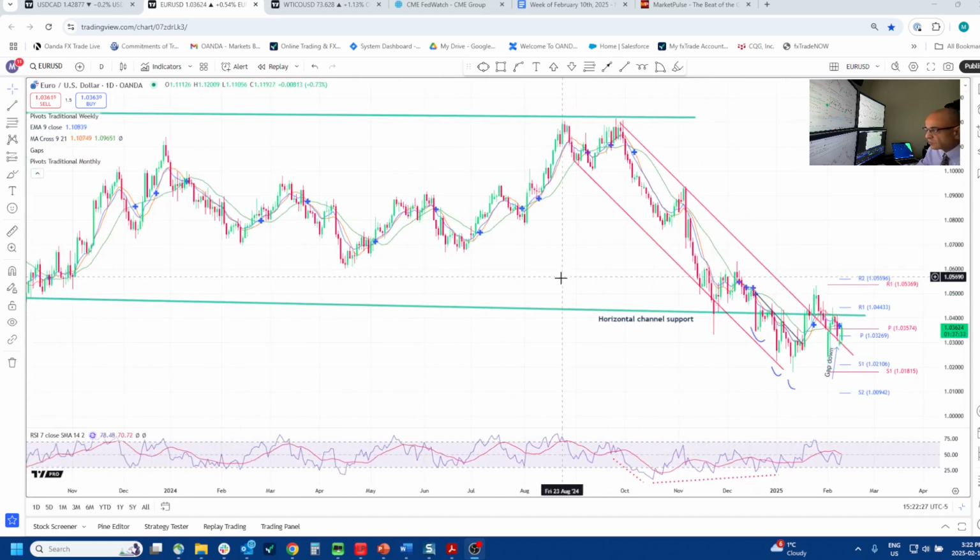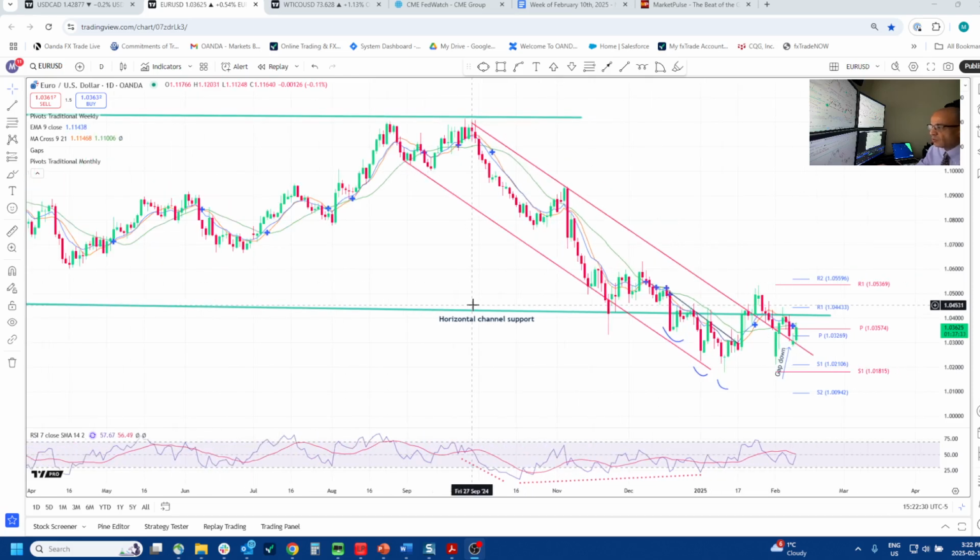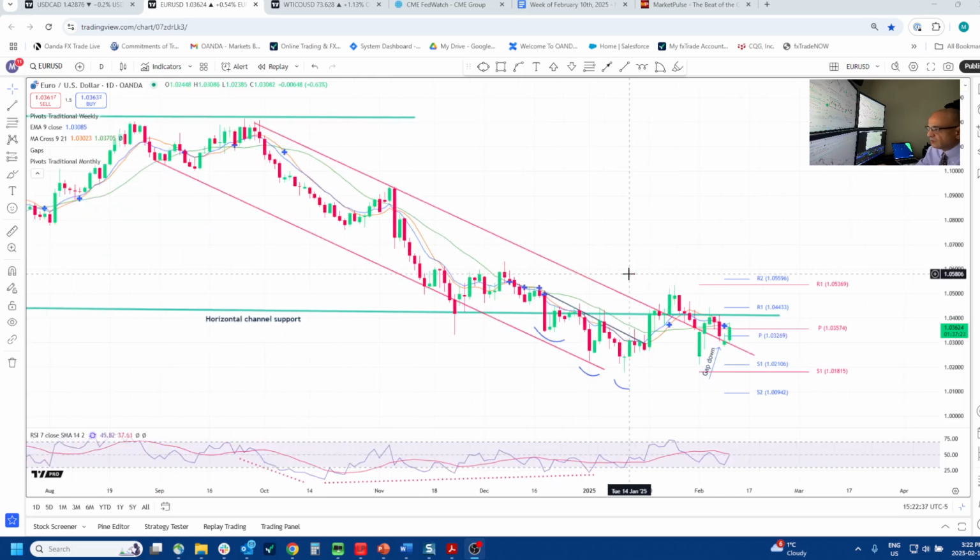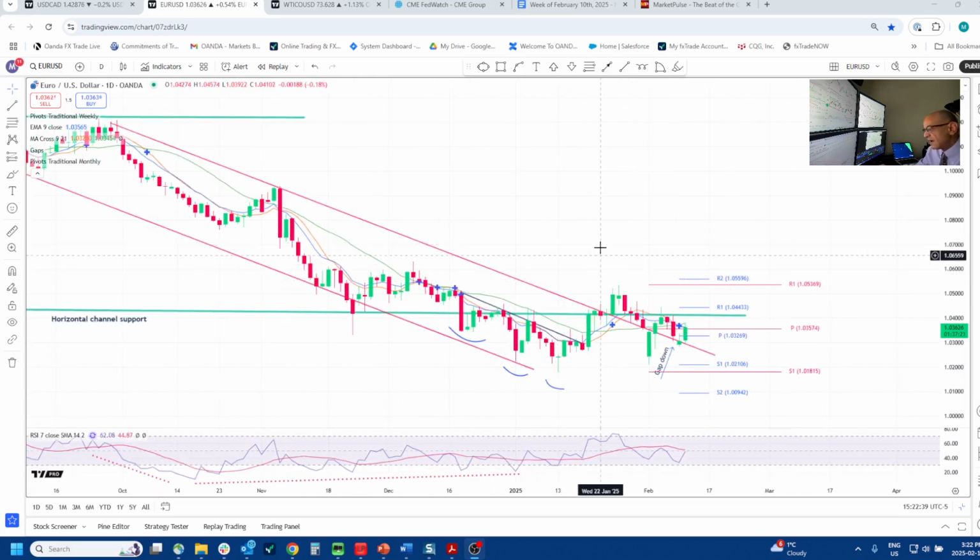As we zoom in closer to the most recent price action, we see the Euro-Dollar moving in a descending channel. Zooming in much further to see what's happening at the moment, price action broke above the channel in late January, and then we had a pullback to the breakout level, to the extension of the breakout level. Then we had the first announcement of tariffs at market open that took the price of the dollar up against everything.